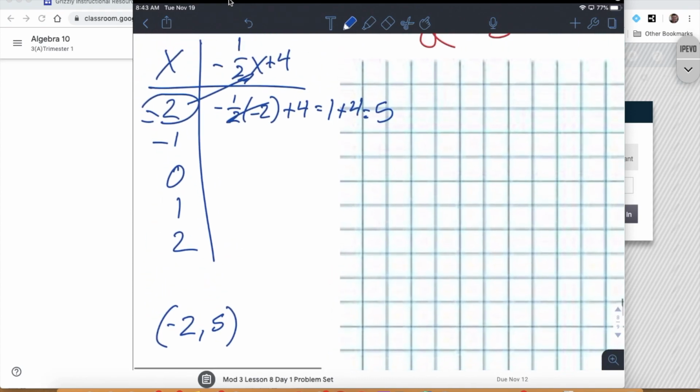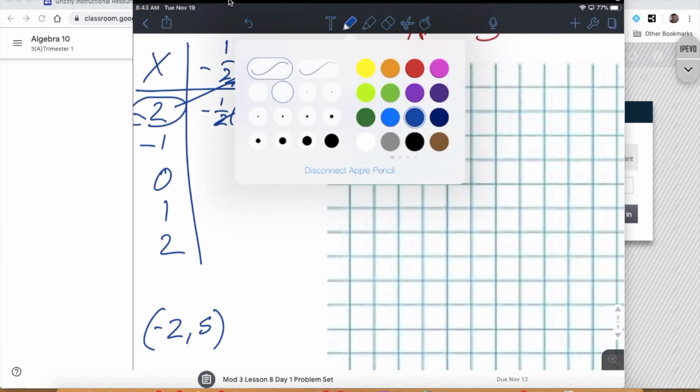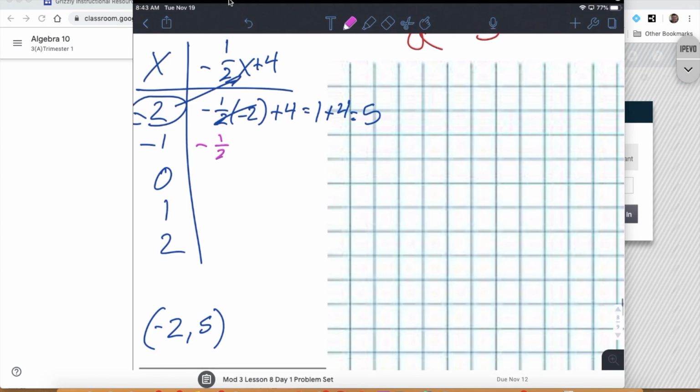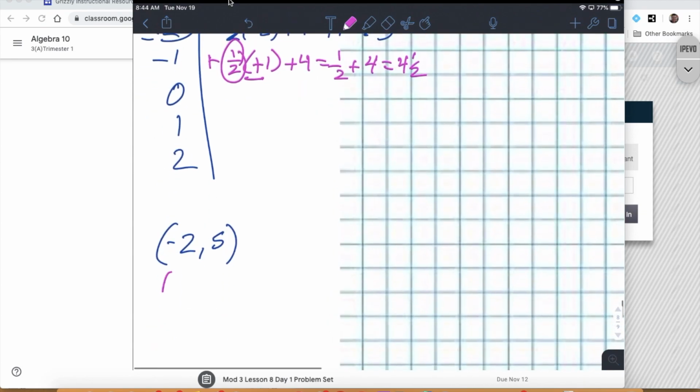Do the same thing. I'll keep going. Let's go with a different color. Negative 1/2 times negative 1 plus 4. Well, a negative times a negative makes positive, and when you multiply anything times 1, you get that thing. So we really have 1/2 plus 4, or 4 and 1/2, 4.5. So the point negative 1, 4.5 needs to be plotted.